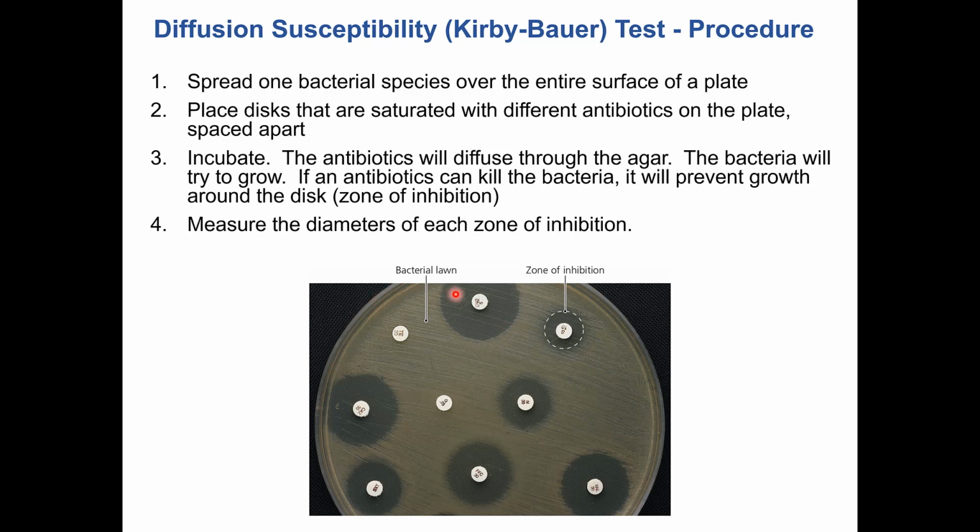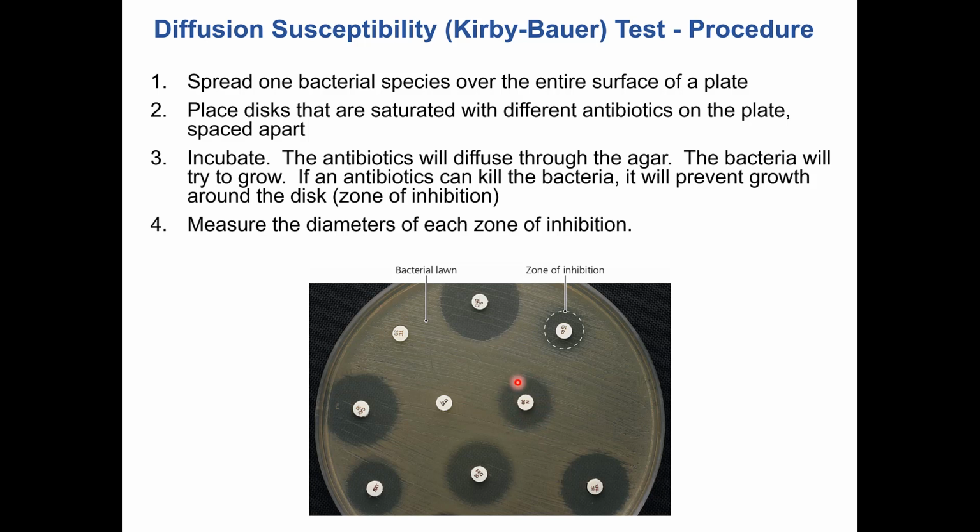So we have a plate that has been covered with bacteria and now has various discs of antibiotics placed on the surface of that plate. And now we incubate the plate. So what's going to happen? Ideally, the antibiotics that are on these discs are going to start diffusing through the agar. The bacteria that you spread on the plate is going to try and grow. And the idea is if the antibiotics that are diffusing into the agar can kill the particular bacteria that you put on the plate, then that antibiotic will prevent the growth of the bacteria around the disc.